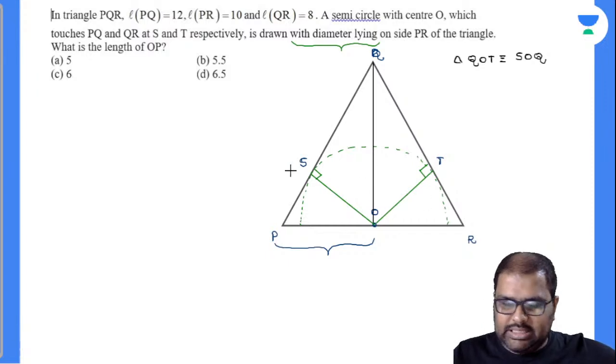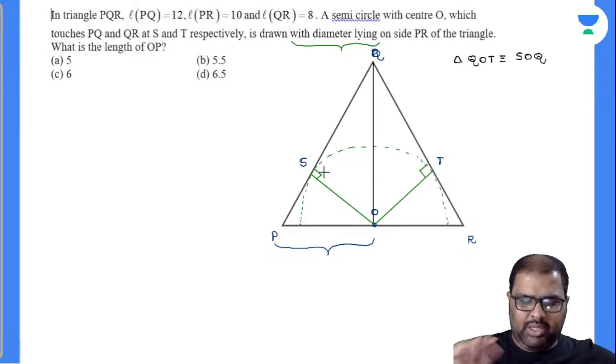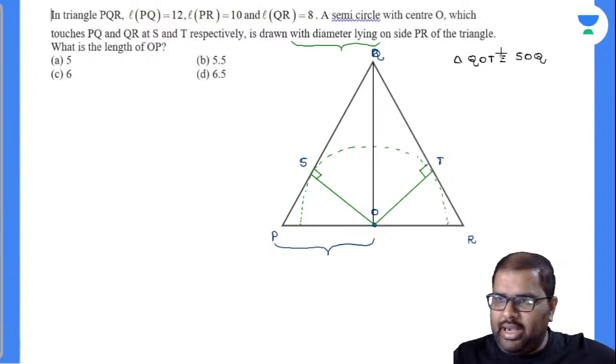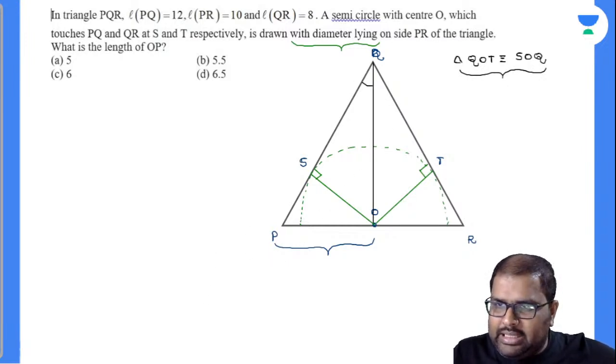OT and OS are exactly the same length. Common side OQ is there, and one angle is 90 degrees. By the Pythagorean triplet, surely the third side must also be exactly the same. Am I right or wrong? And these are congruent triangles. By this, what can I say? The angle at this position will be equal to the angle at this position. Am I right or wrong? Angles will also be the same.